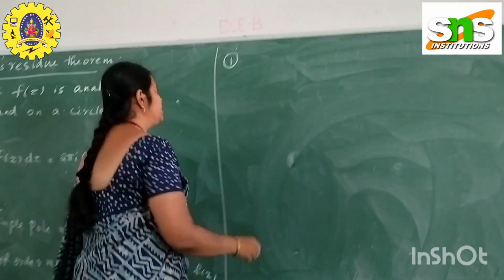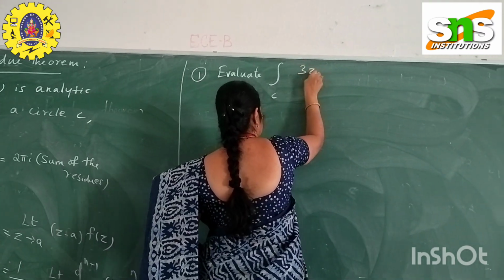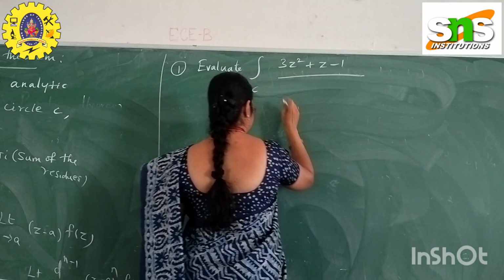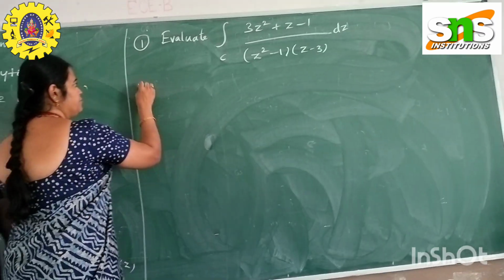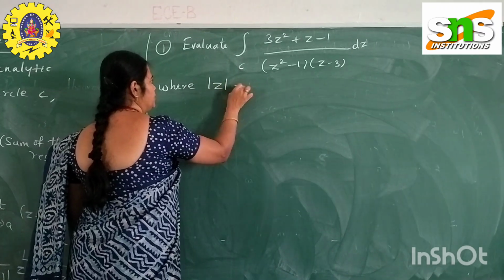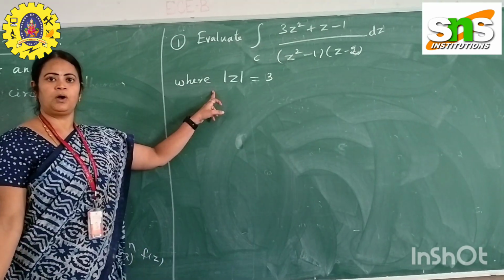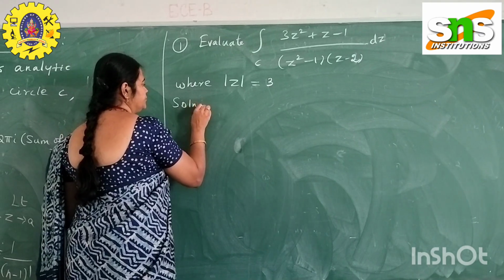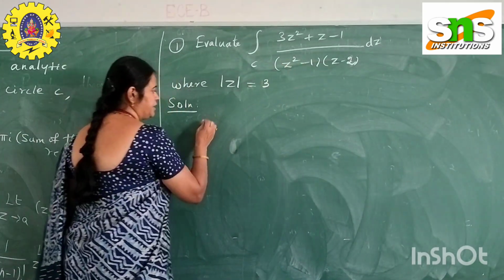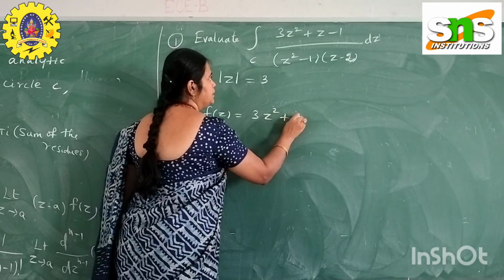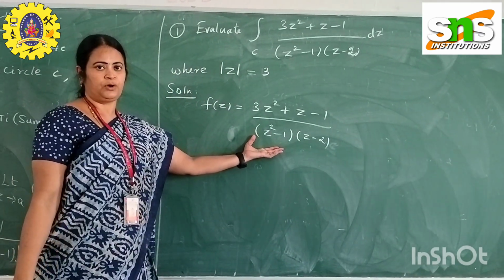Consider the problem: evaluate the integral over C of 3z square plus z minus 1 divided by z square minus 1 into z minus 2, dz, where C is the curve modulus of z equal to 3. So the solution: first step, you have to calculate the poles. How will you calculate the poles? You put the denominator equal to 0. Our f of z is 3z square plus z minus 1 divided by z square minus 1 into z minus 2.